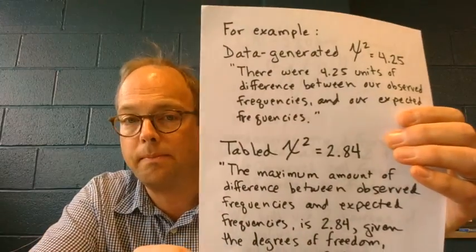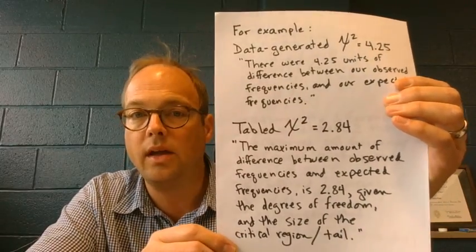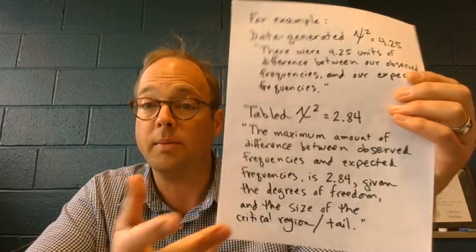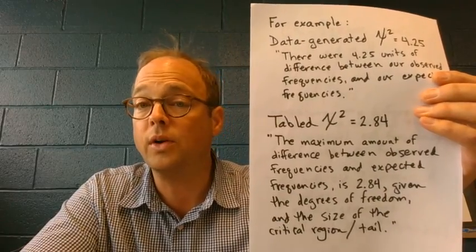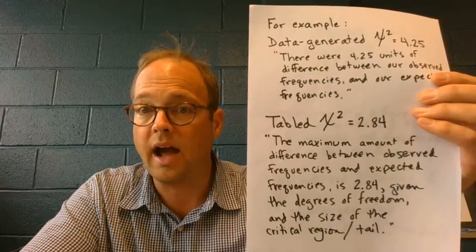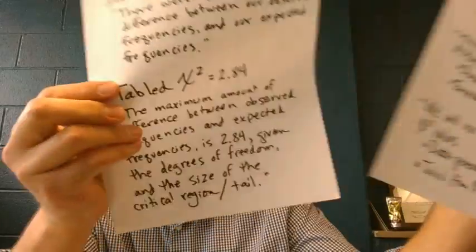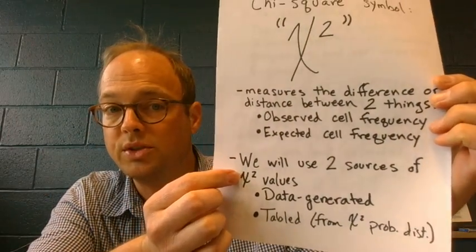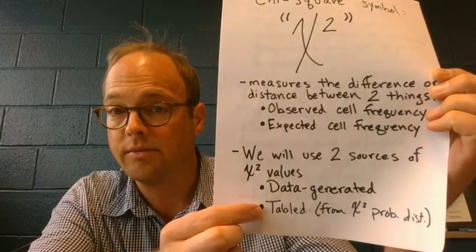Now the second page of this handout, I go into a little bit more detail as a primer, if you will, in terms of how to refer to the different sources of chi-square values. Again, data generated and tabled, right? We already established on page 1 that we will use two sources of chi-square values. One's going to come from our data, the other's going to come from the table.